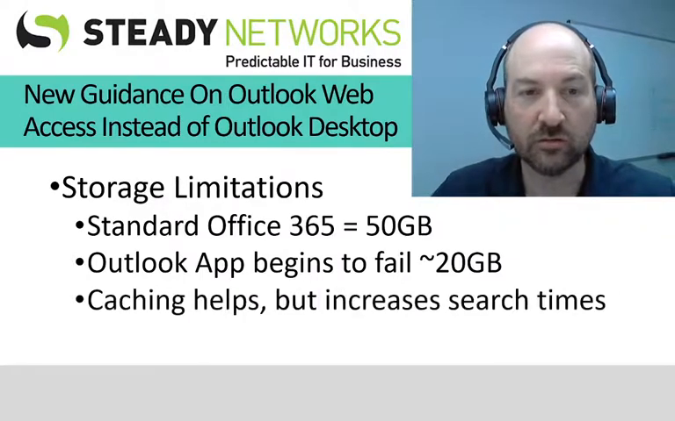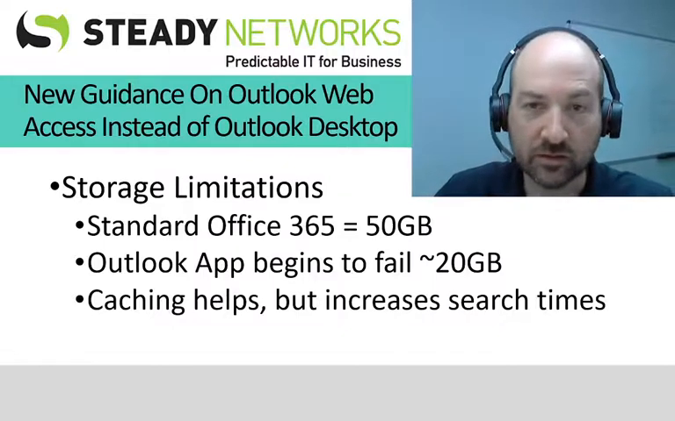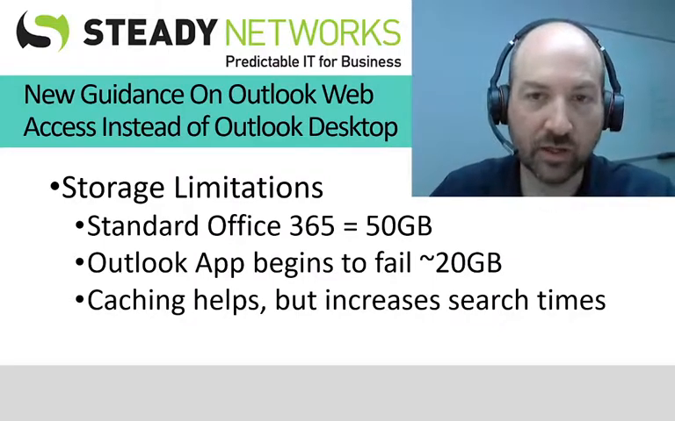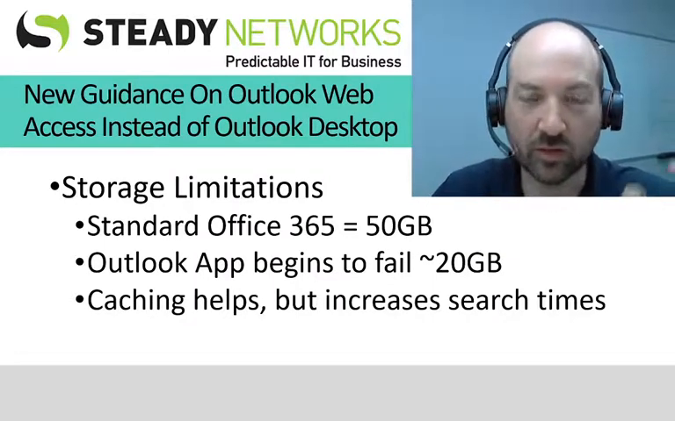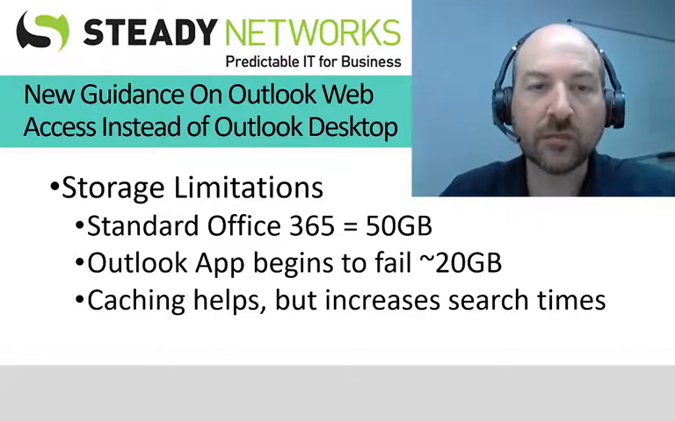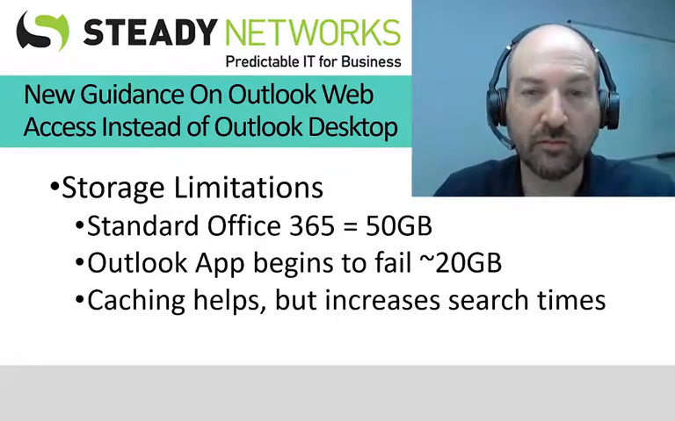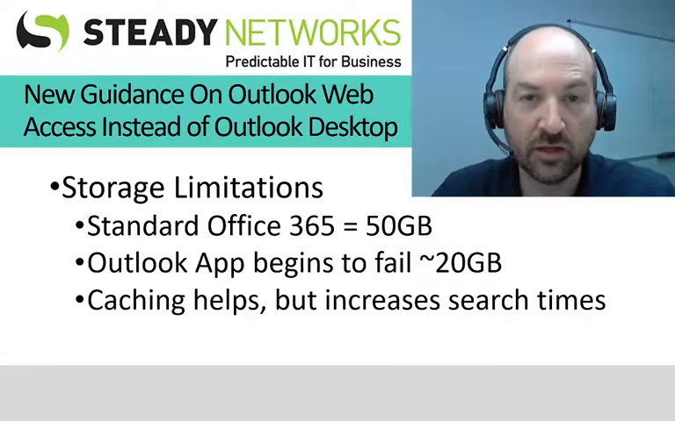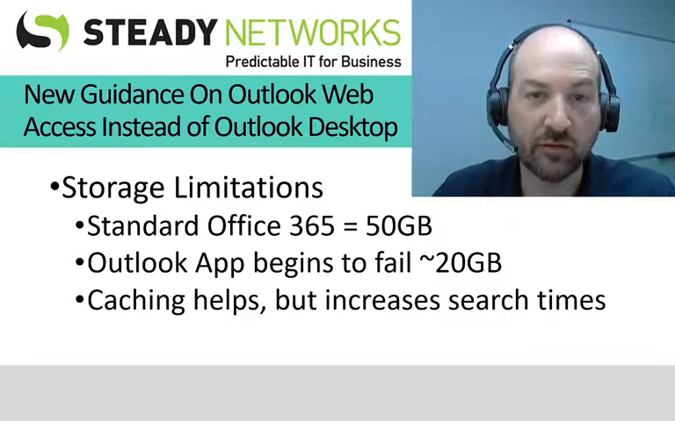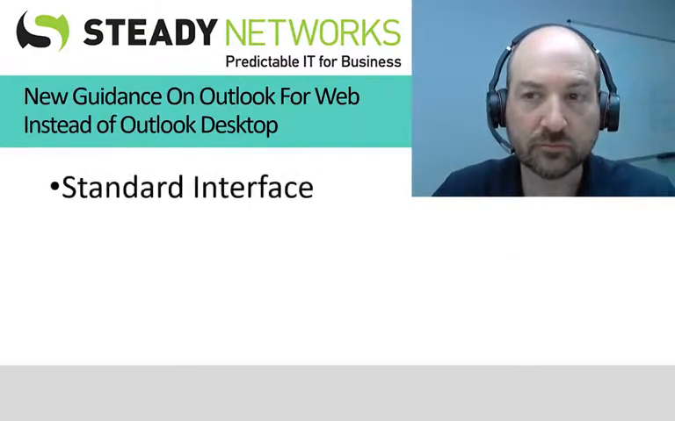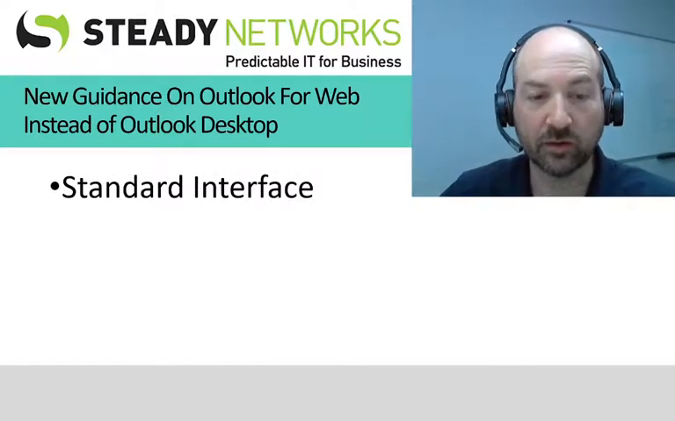So what can you do? You can turn on caching and shrink the amount of timeline down to 1 month or 3 months or even a year that you're storing data locally, but that increases search times and it doesn't solve the root of the problem. So what do we like about Outlook for the web?